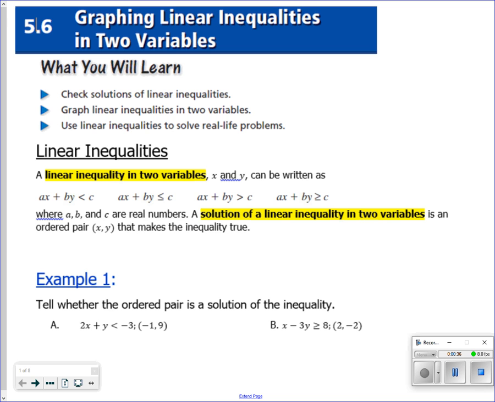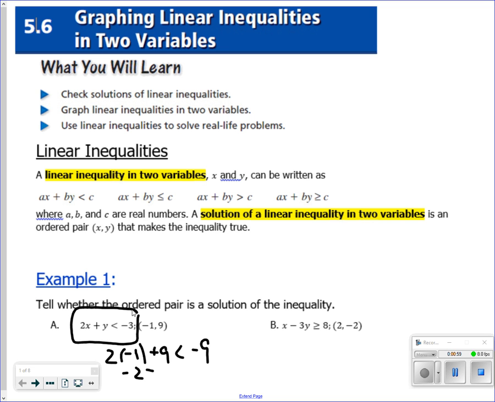So if I give you an inequality like 2x plus y is less than -3, so this one down here, and I'm going to put -1 in for x and 9 in for y. And I'm going to decide yes or no if it's true or not. And you do need to show your work. Just don't put true or false or yes or no. You actually need to show me why you decided that.